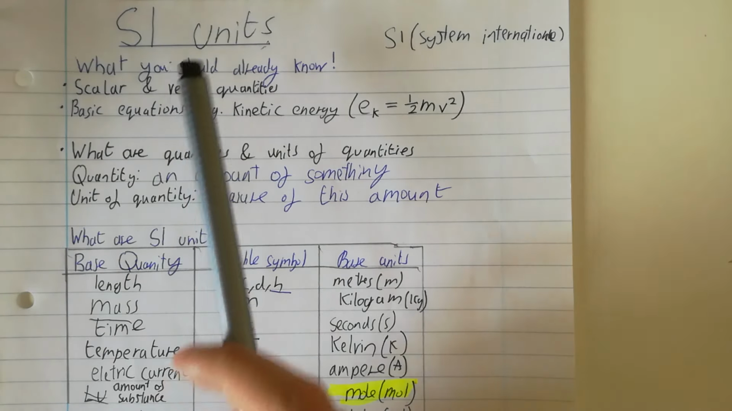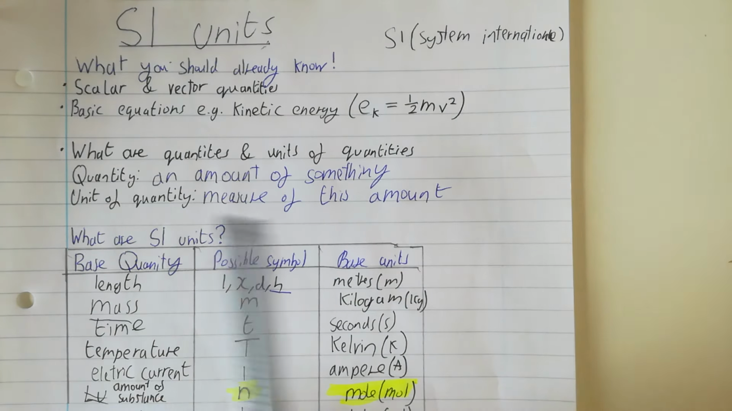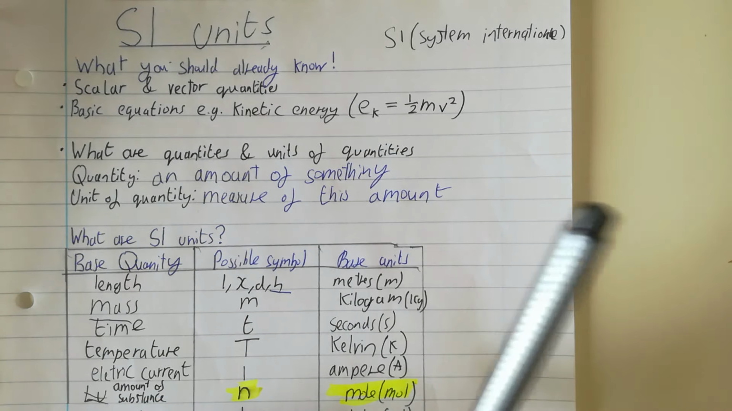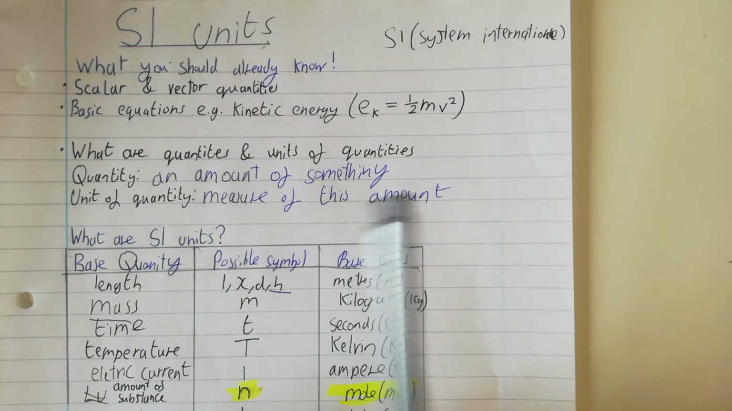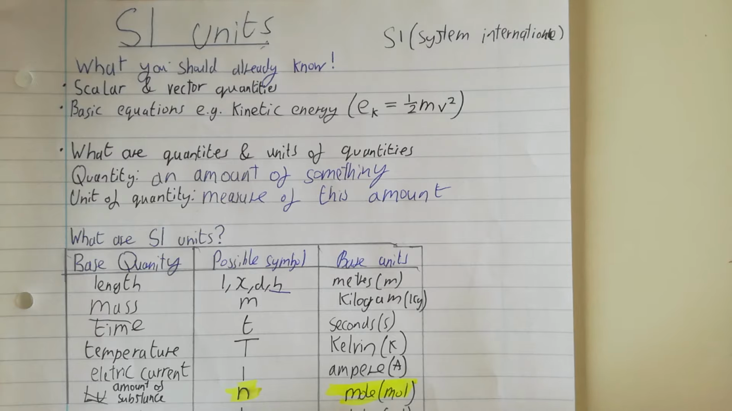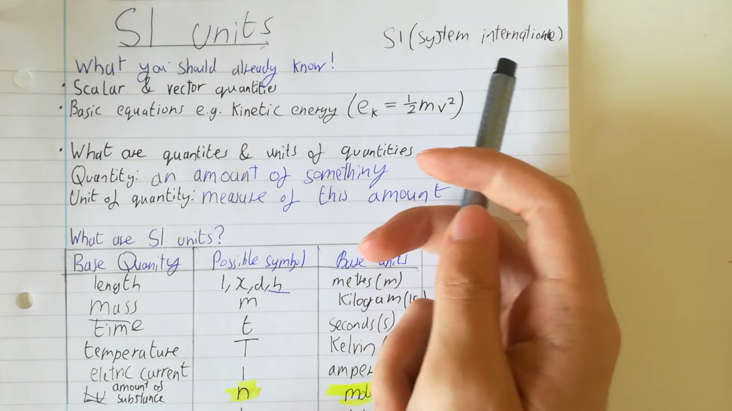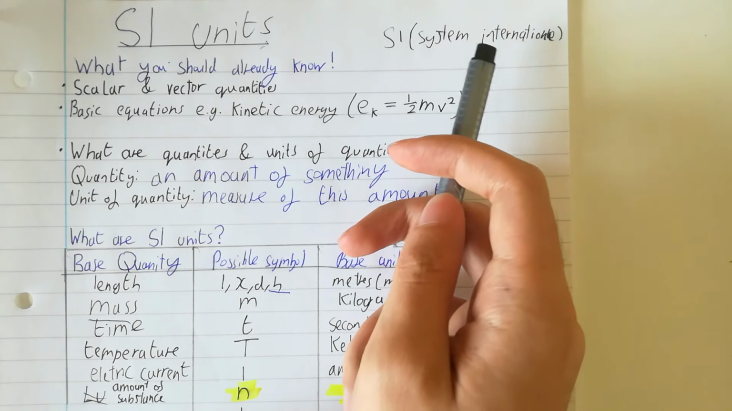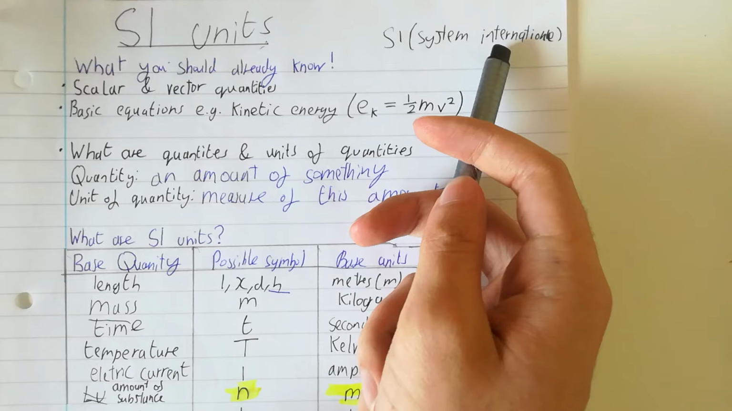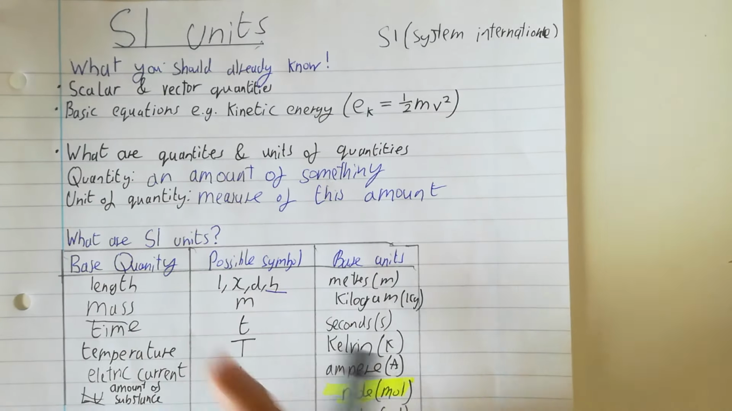So SI units are the units that all other units are based off, like newtons and meters per second. SI stands for Système International. For my crappy spelling, I did do well in French.